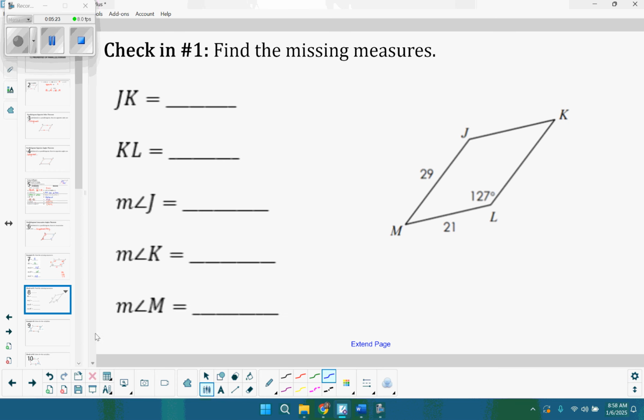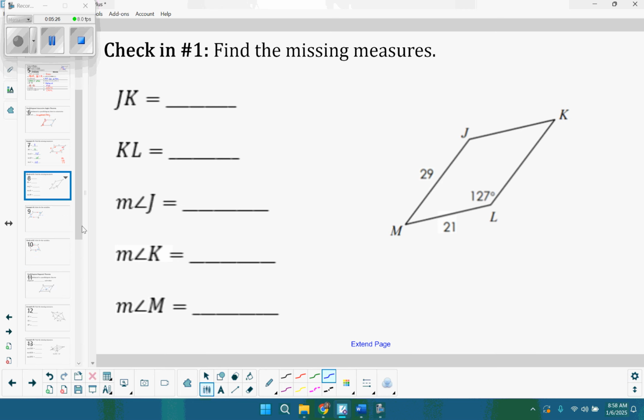Here's a check-in for you to try. Pause now if you'd like. The answers are posted on Classroom.